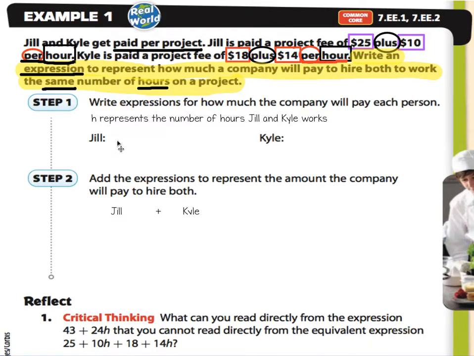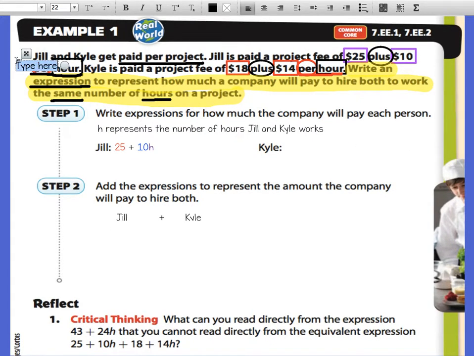So here we have Jill, and we know that Jill starts off with that $25 fee. No matter what, once she gets hired, she gets paid $25. And then we know that that is plus, so we have the addition sign. Well, she's going to get $10, but it's not just adding the $10, it's $10 for every hour that she works. And the per told us that that was going to be multiplication.